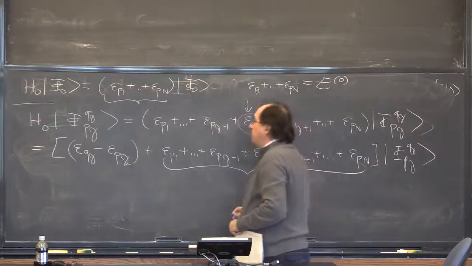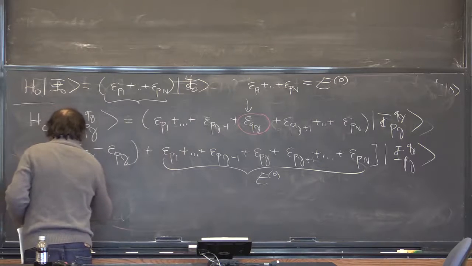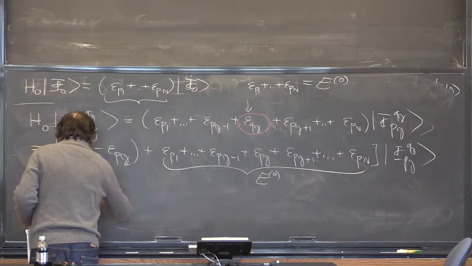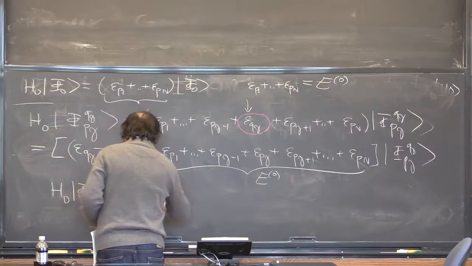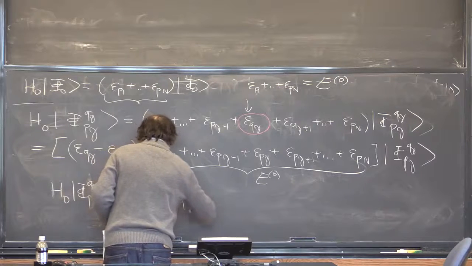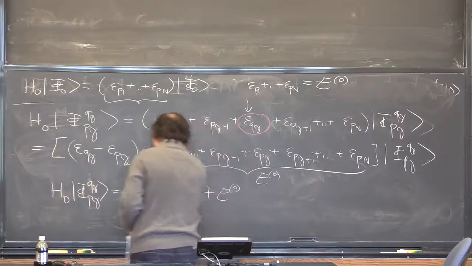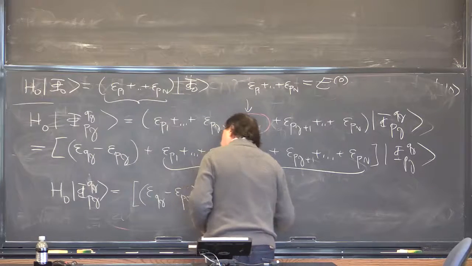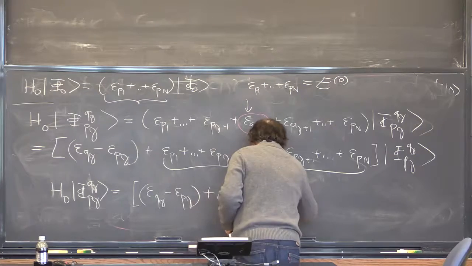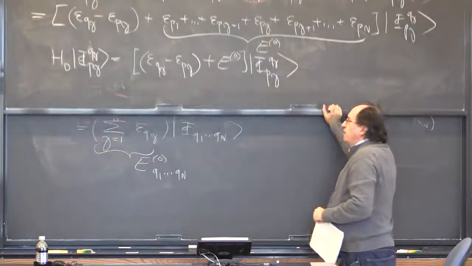So we just demonstrated a very nice formula: H zero acting on the singly substituted determinant, P gamma going into Q gamma, equals epsilon Q gamma minus epsilon P gamma plus the energy of our reference determinant, times our singly excited determinant. That's the formula. Well, let's check maybe one more.